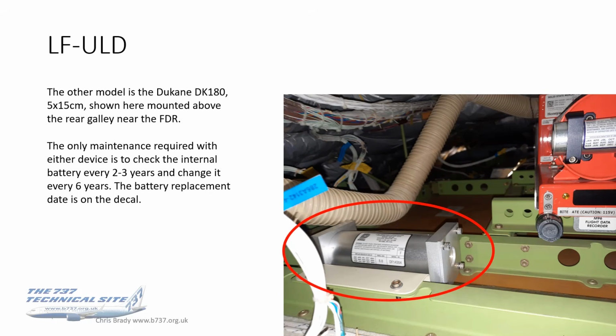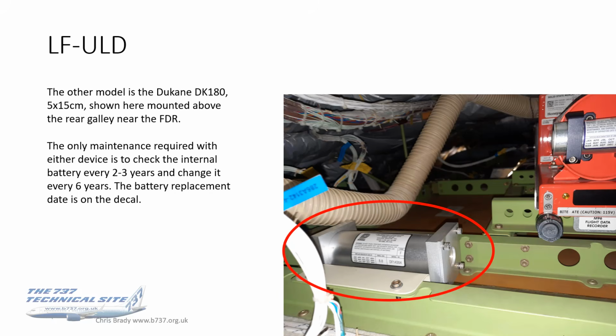This model is the other one. This is the Dukane 180. And you can put this pretty much wherever you like. The point is, it's absolutely not portable. It's designed to stay with the aircraft. So if the aircraft breaks up and disappears to the bottom of the ocean, then this will stay with it, and you'll be able to find the wreckage.